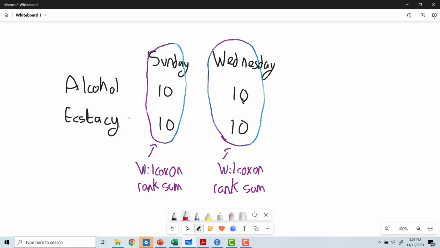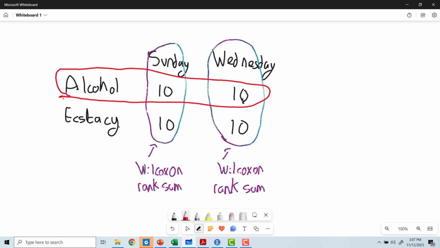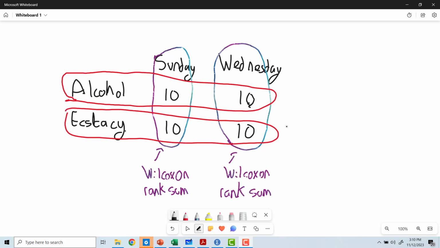Let's do the red. Now for alcohol, we want to test the before and after. It's not really before and after, but a little bit after and a lot after. So we're going to test the difference in alcohol with Sunday and Wednesday. So maybe somebody who drank alcohol was okay the day after, but got depressed by Wednesday. Similar test with the ecstasy. And each of these is a Wilcoxon signed rank.